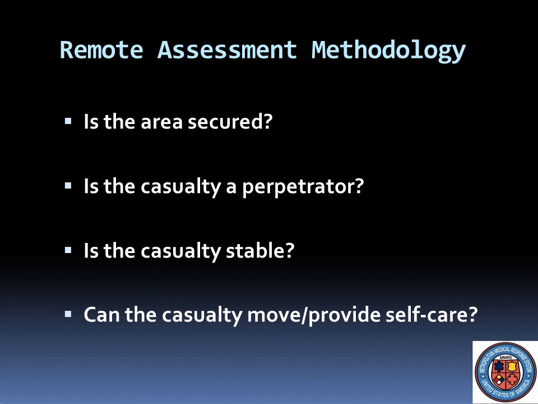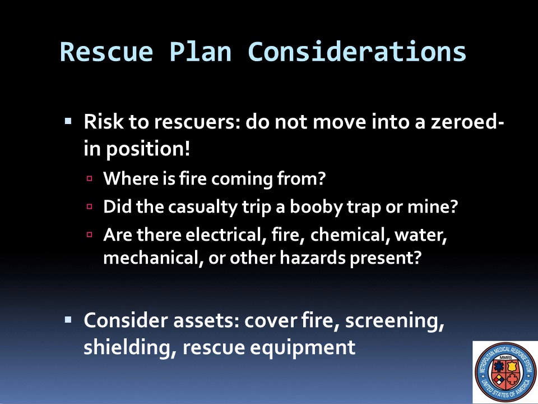Remember that casualty that is responsive but perhaps unable to move due to a gunshot wound to the leg, we may be able to throw them a tourniquet or direct them how to apply direct pressure, or even perhaps use a belt as a makeshift tourniquet until we're able to get to that casualty. When planning your rescue, there are several considerations to take into account.